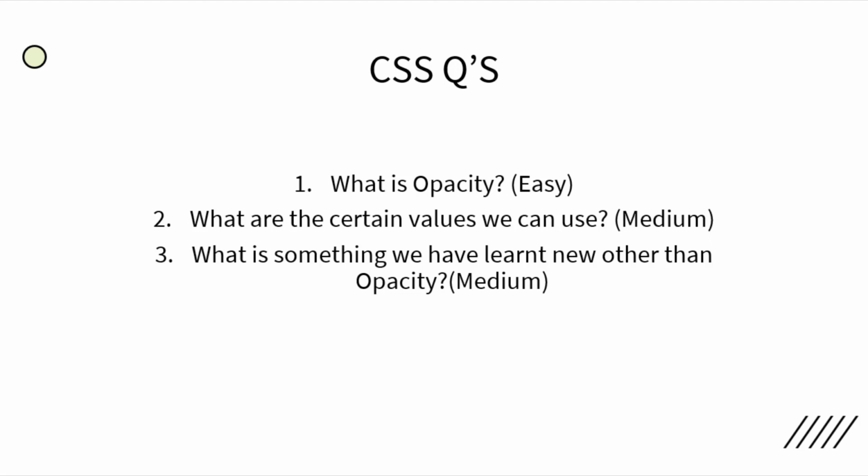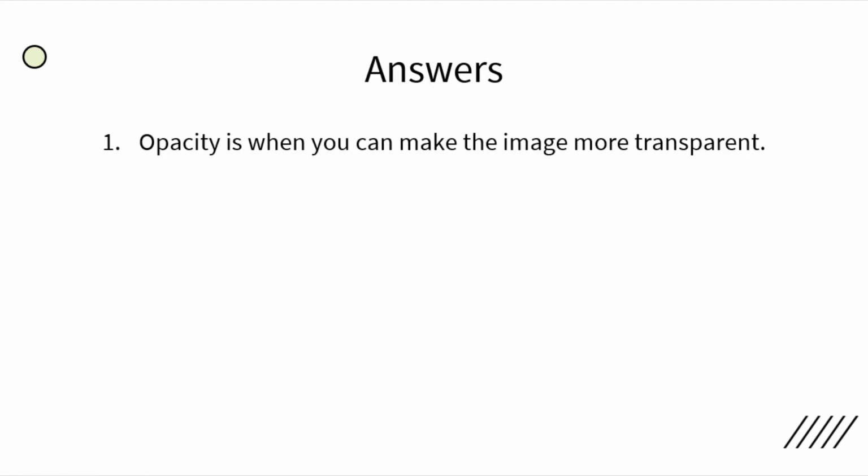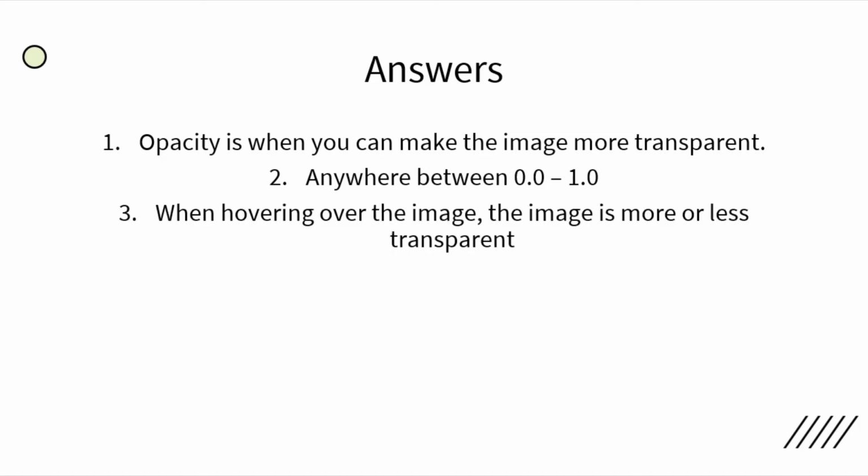So hopefully you've answered all those questions. Let's go on to the answers. If you haven't, just pause the video before we go on to the answers. For number 1, the answer was opacity is when you make the image more transparent. Number 2, anywhere between 0.0 and 1. And then number 3, when hovering over the image it becomes more or less transparent.